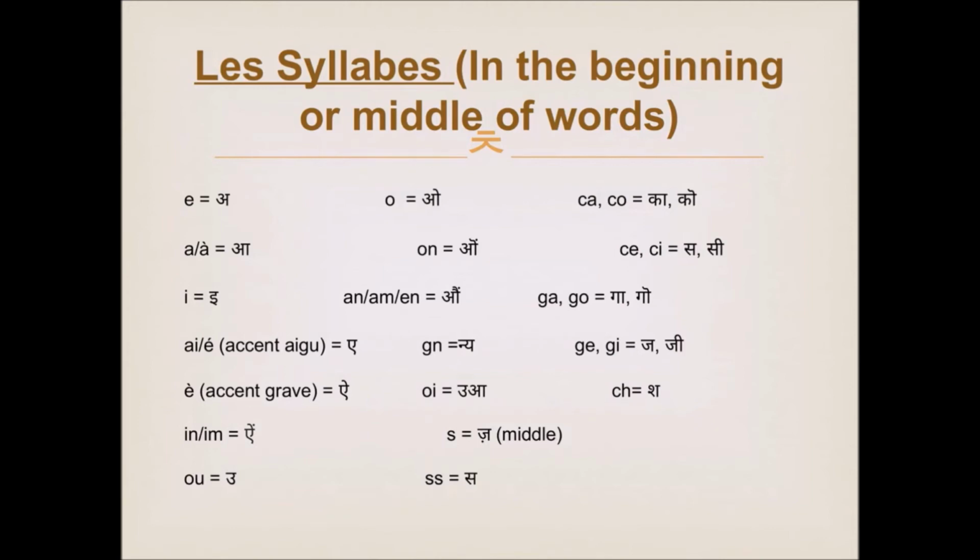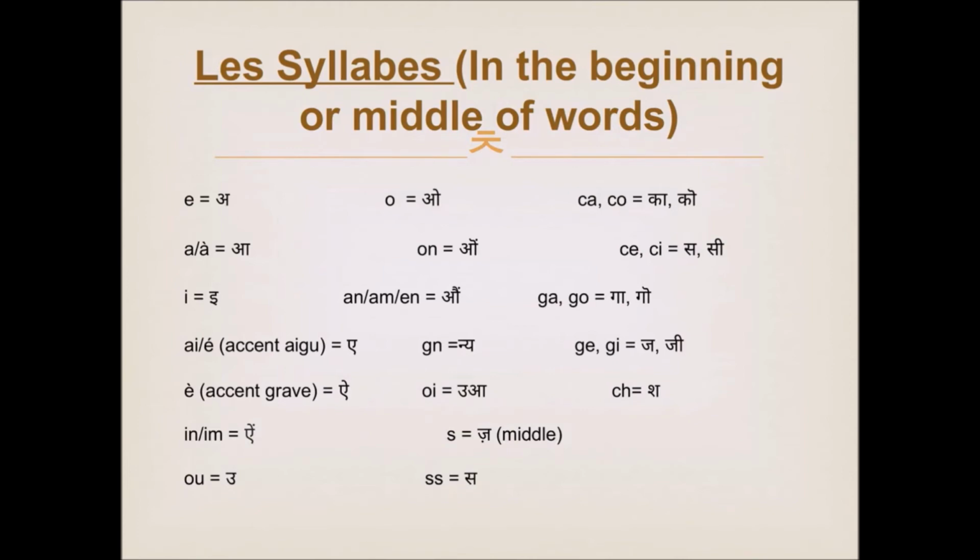O will be pronounced as O. ON. O comes with N, it will be pronounced as O, the nasal sound. AN, AM, EN will be pronounced as O. GN will be pronounced as near. OI will be pronounced as UA.